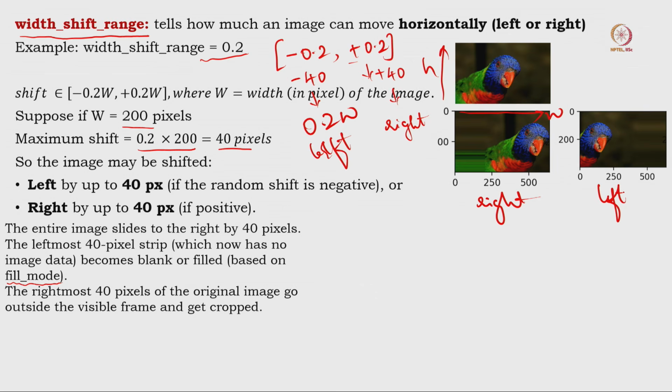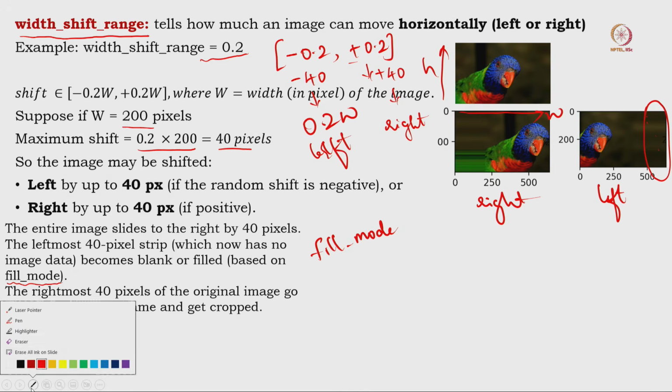Now, how much are you shifting? You are shifting 40 pixels towards the left side. When you shift 40 pixels towards the left, the right becomes empty. When the right is empty, you have to fill those pixel values. How do we fill those pixel values? We fill them using fill_mode. The function used is fill_mode. Okay, so let us go into detail. I hope this is clear to you.